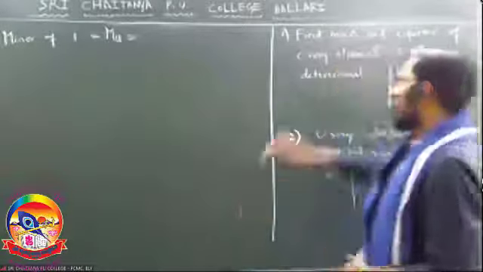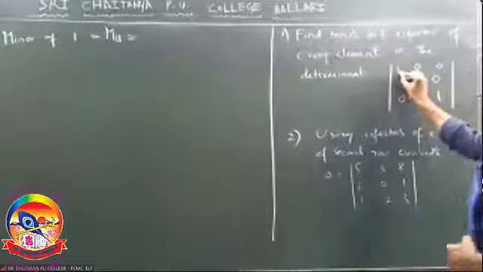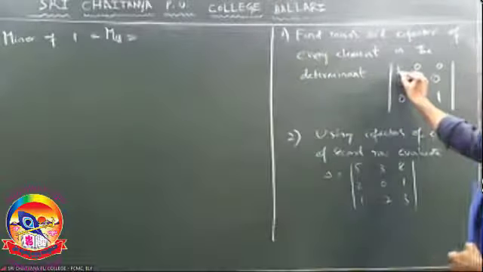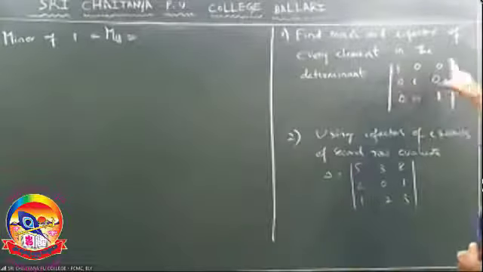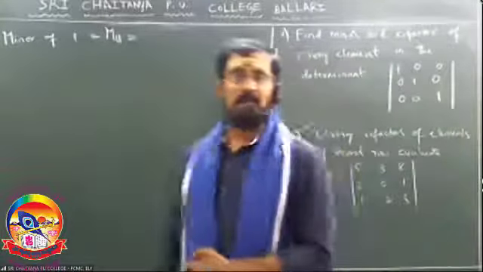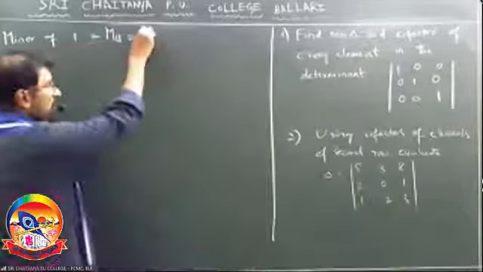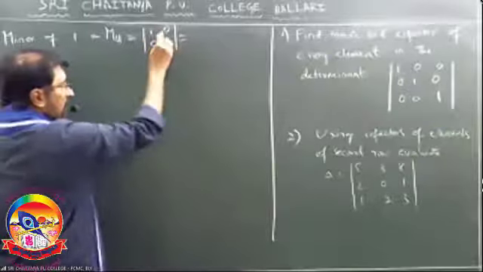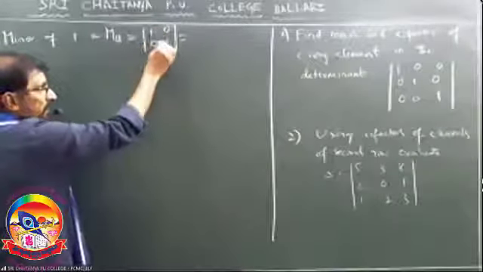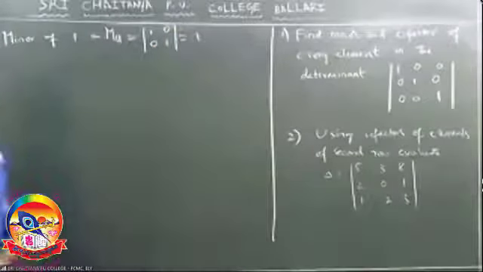Now M11 is equal to, that means you are going to find the minor of this element 1. Exclude this column and this row. You are going to get the determinant of 1, 0, 0, 1. What is the determinant of 1, 0, 0, 1? AD minus BC, which is 1.